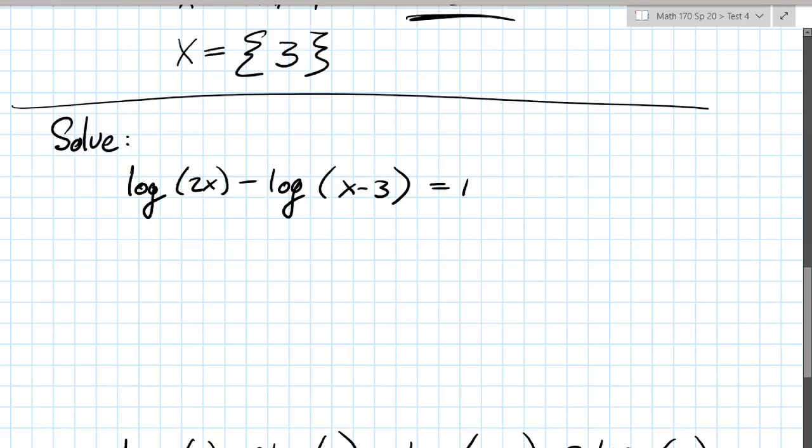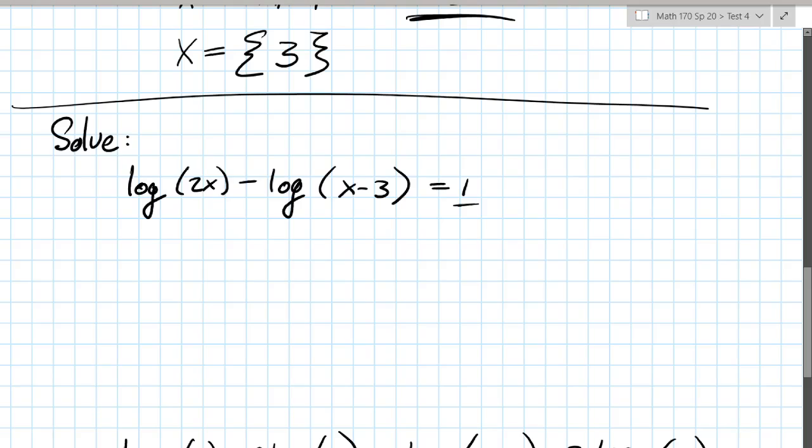Let's solve some logarithmic equations. So in this problem, we notice that there are two log functions, and on the other side of the equation, there is a number by itself without any log function. When we have this situation, we should think about our techniques, and the technique that should come to mind is change from log form to exponential form, since there's a number on the right hand side of the equation.